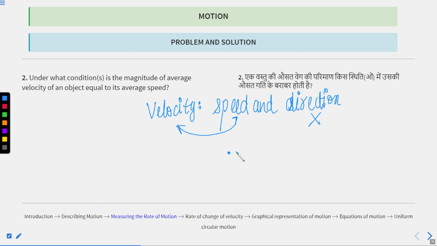So let's assume an object starting from this point moves along a straight line and reaches this point. u was the initial velocity and v is the final velocity. If this object does not change its direction, then speed is equal to velocity. Clear, class? So the object should not change its direction. Then the average speed will be equal to average velocity.